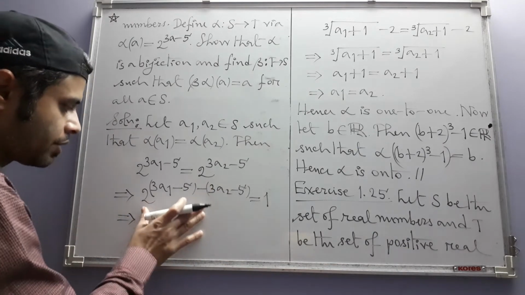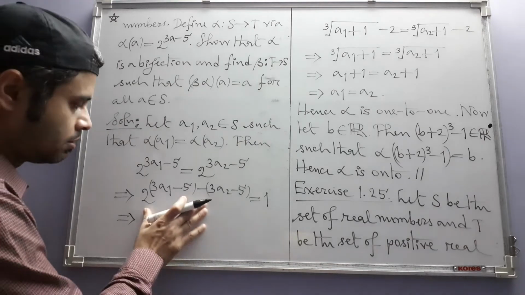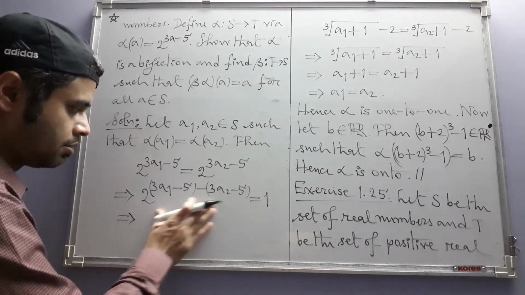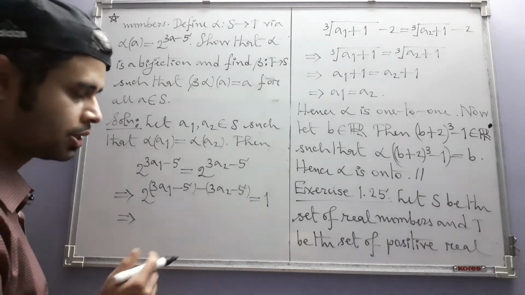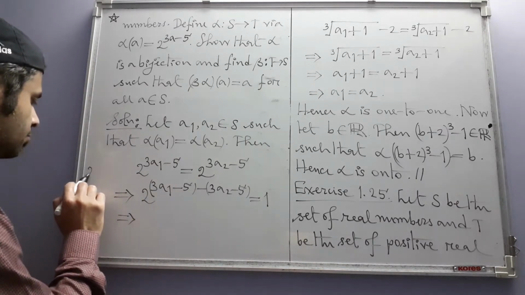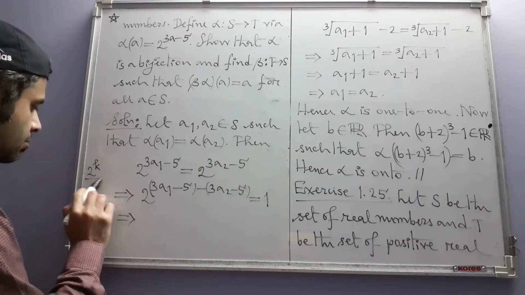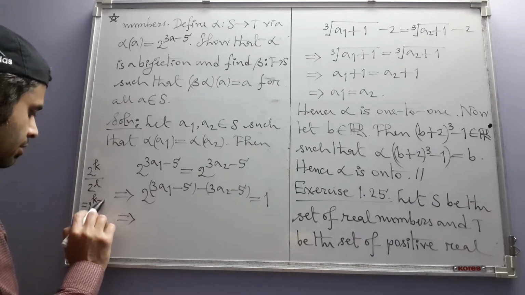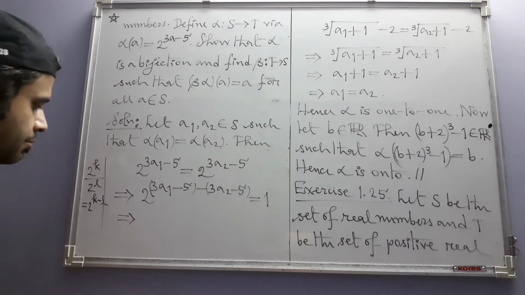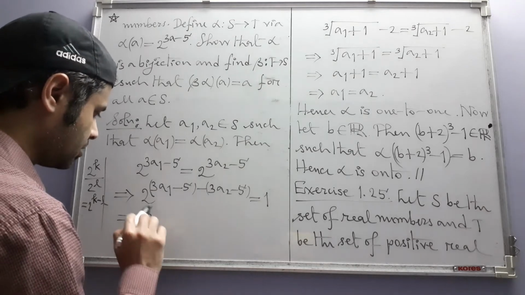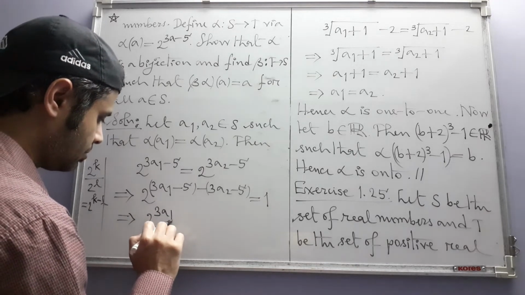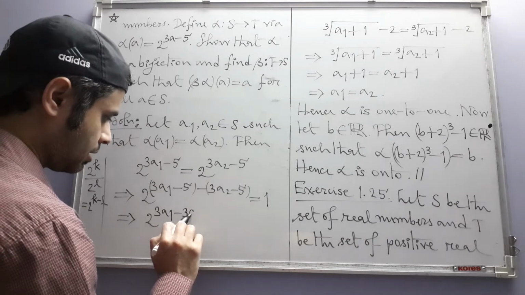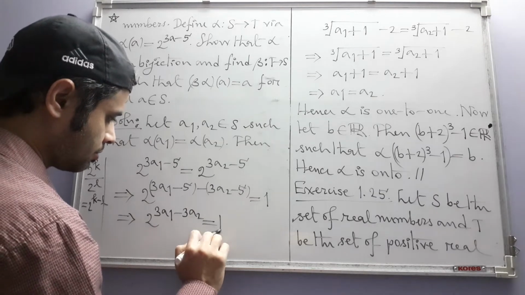And then after that division, we have used one of the rules of exponents, this one, 2 to the power k divided by 2 to the power L is equal to 2 to the power k minus L. Okay, so now this becomes 3A1 minus 3A2 is equal to 1.